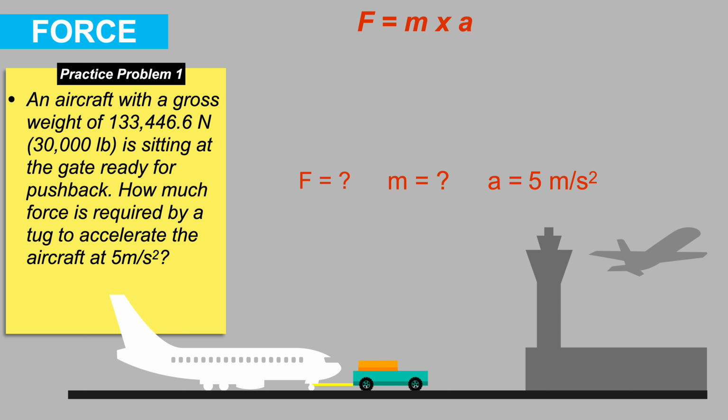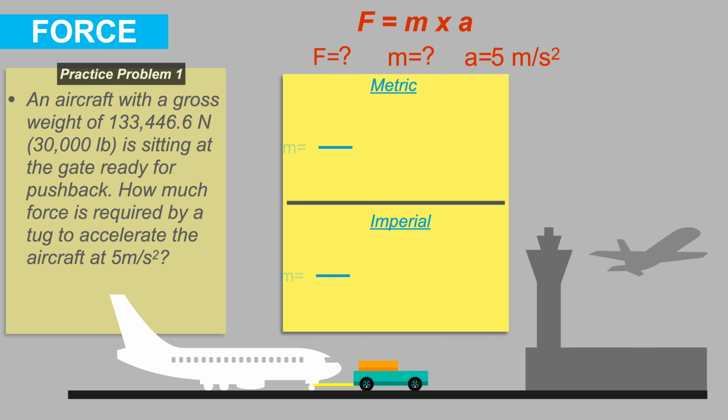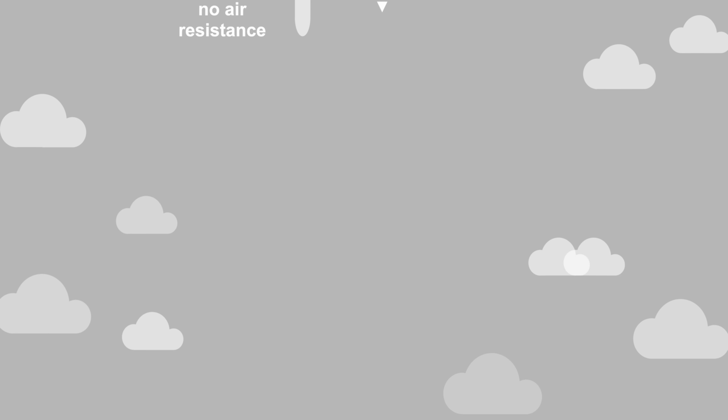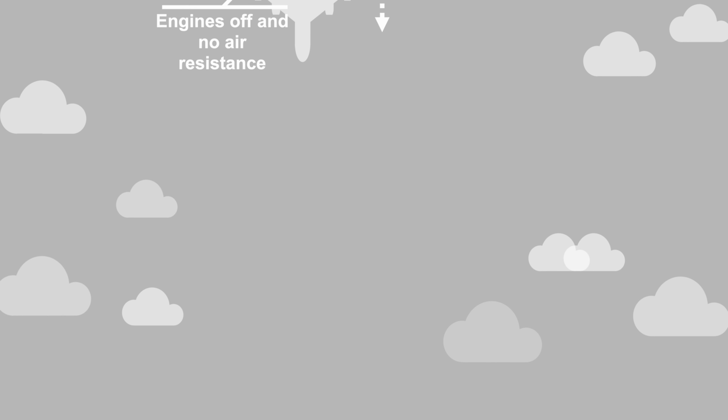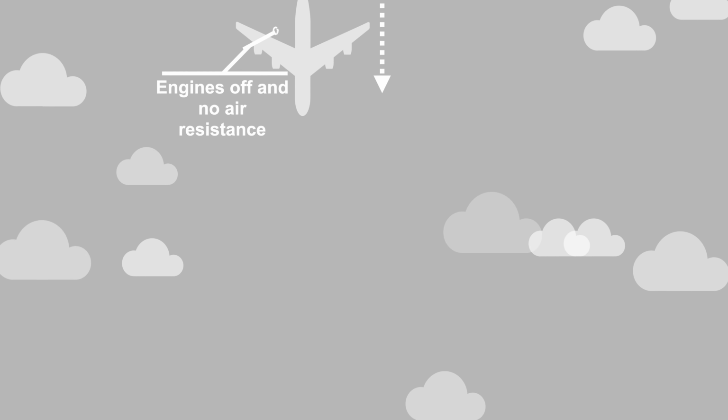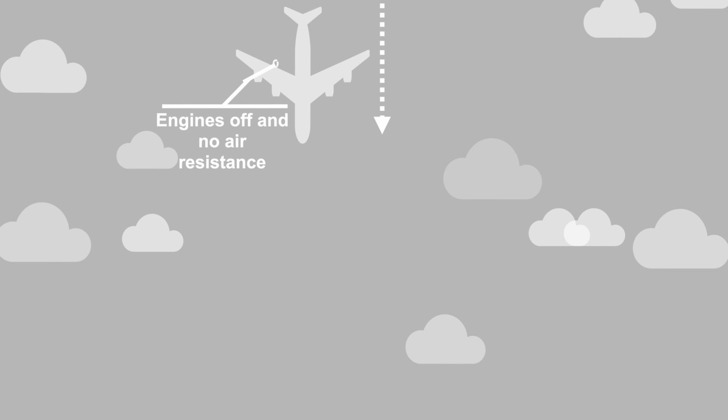How do we find m? To find m, or the mass, take the weight of the aircraft, 133,446.6 Newton, divided by 9.8 meters per second squared. Why 9.8? 9.8 is a constant. It's the acceleration of a free-falling object on Earth. It is the numerical value for the acceleration of gravity. With no air resistance, all free-falling objects accelerate at the same rate due to gravity regardless of differences in mass.